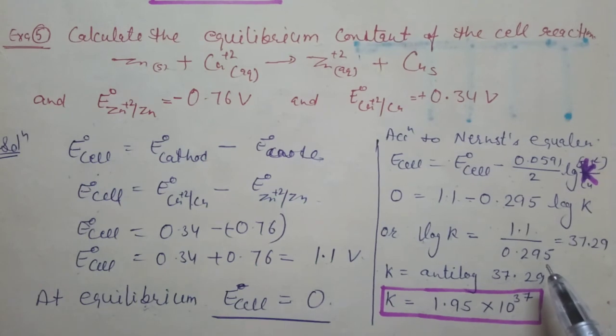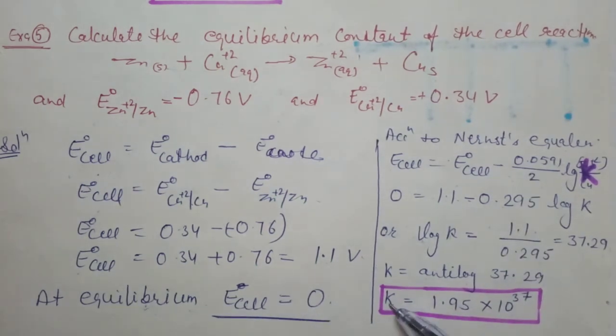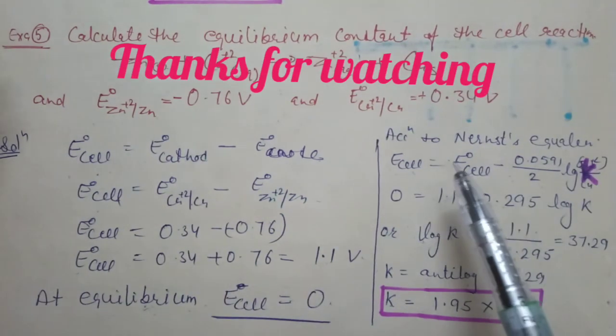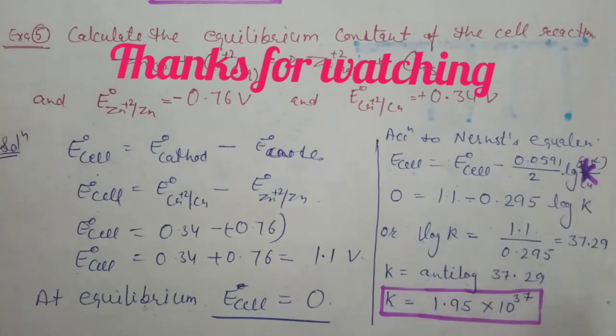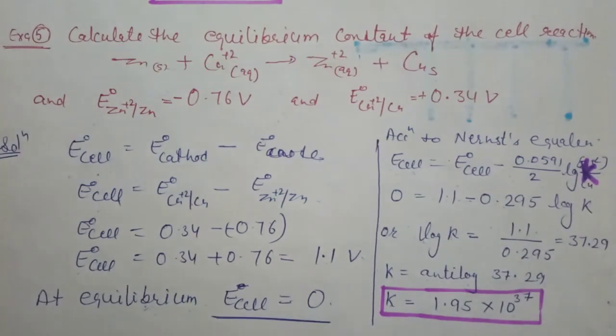Thus, with the help of the Nernst equation, we can calculate the equilibrium constant, we can calculate the E cell, and we can calculate the electrode potential of any electrode in experimental conditions. Clear? Thank you.